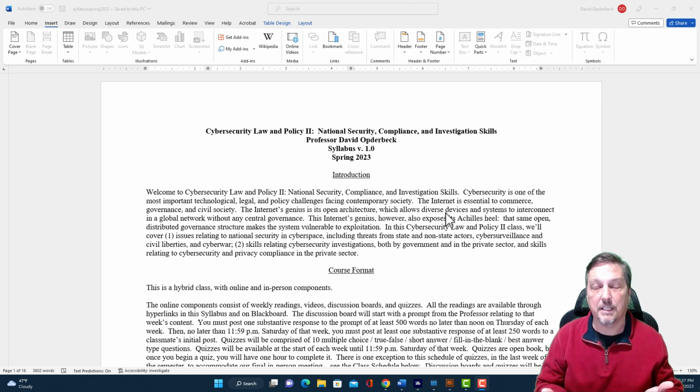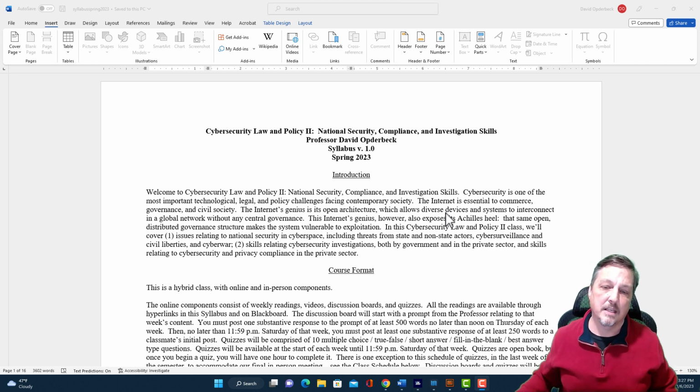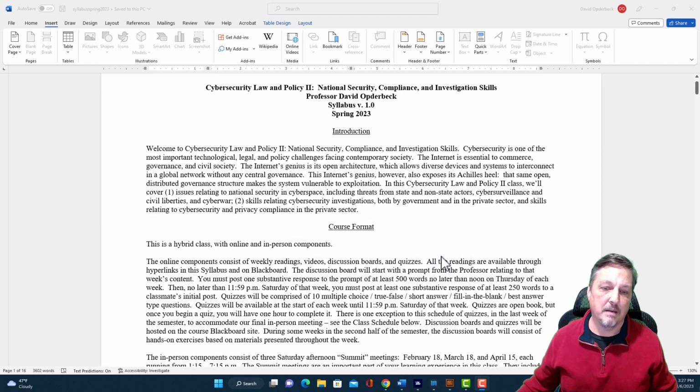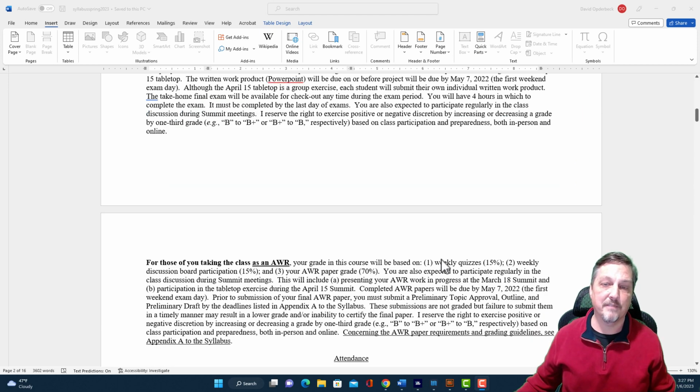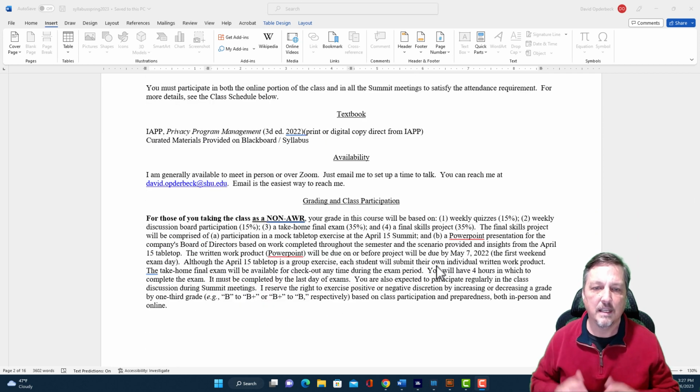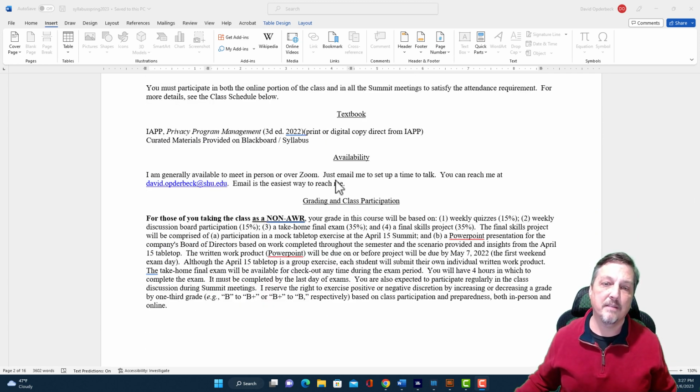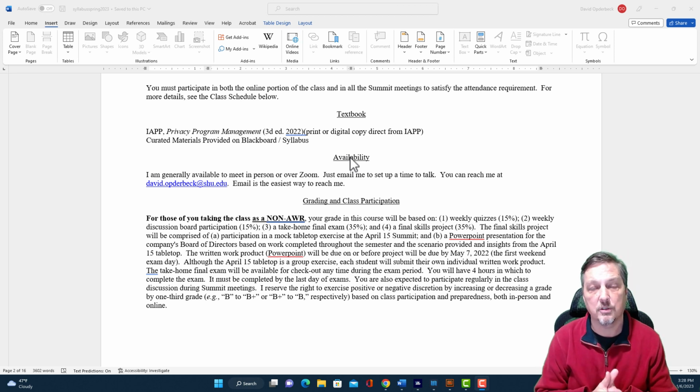They're materials that I curate for you for this class, with one exception, which is something new that I'm doing this semester, which is that I'm going to ask you to get a book that's put out by the International Association of Privacy Professionals, the IAPP. And that book is the IAPP's Privacy Program Management Textbook. And it's the 3rd edition, 2022. You can get either a print copy or a digital copy. It doesn't matter for our purposes.